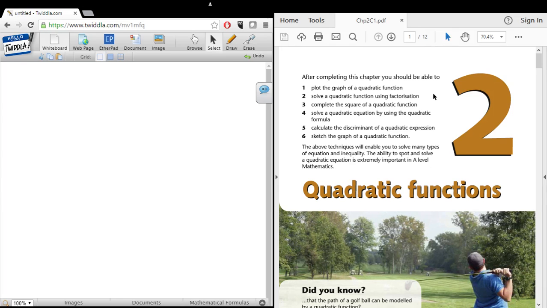Now in this chapter you're going to go over an old GCSE topic which you'll have come across, quadratic functions, understanding how to solve them using different techniques, and also plotting graphs. So it's a very important chapter, and it's highlighted here. The ability to spot and solve a quadratic equation is extremely important in A-level mathematics, and I can vouch for that, not just in A-levels but also in university should you go on to study a numerically orientated subject.